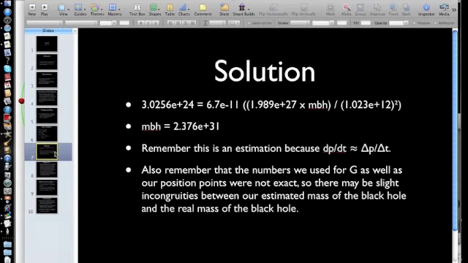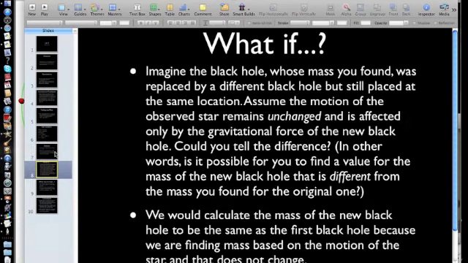Remember, this is an estimation because dp over dt is an estimation of the change in momentum over the change in time. Also remember that the numbers we used for G as well as our position points were not exact, so there may be slight incongruities between our estimated mass of the black hole and the real mass of the black hole. We would calculate the mass of the new black hole to be the same as the first black hole because we are finding the mass based on the motion of the star, and that does not change.